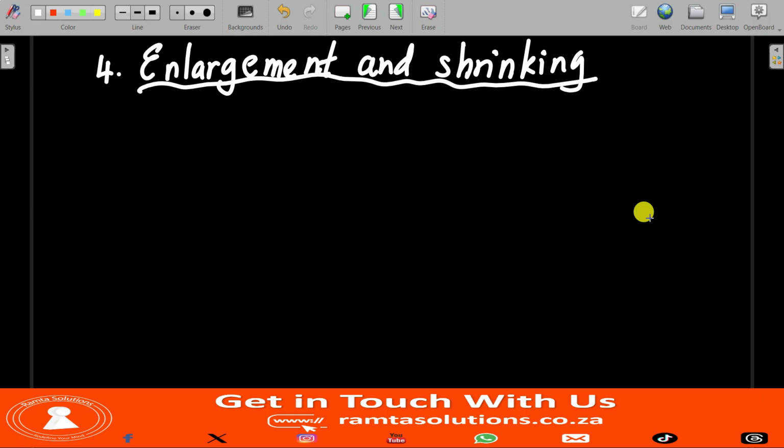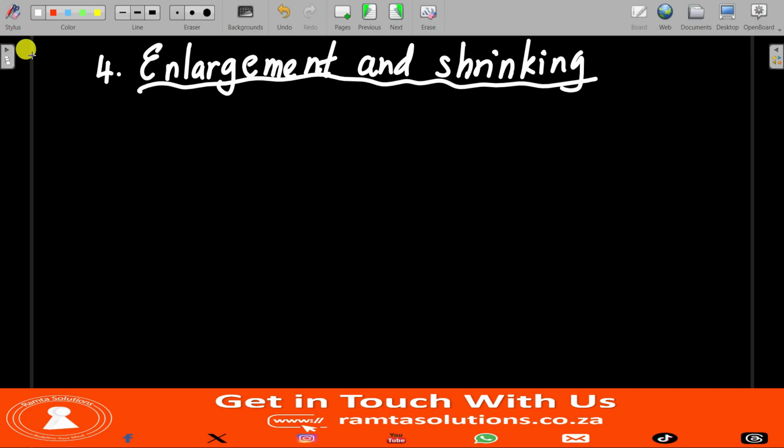Today, we are looking at enlargement and shrinking. Whether you call it shrinking or reduction, it doesn't matter. Even if you just call it enlargement, it's okay because it depends. If your scale factor is greater than 1, you are enlarging, and if it's less than 1, you are reducing or shrinking an object, right?